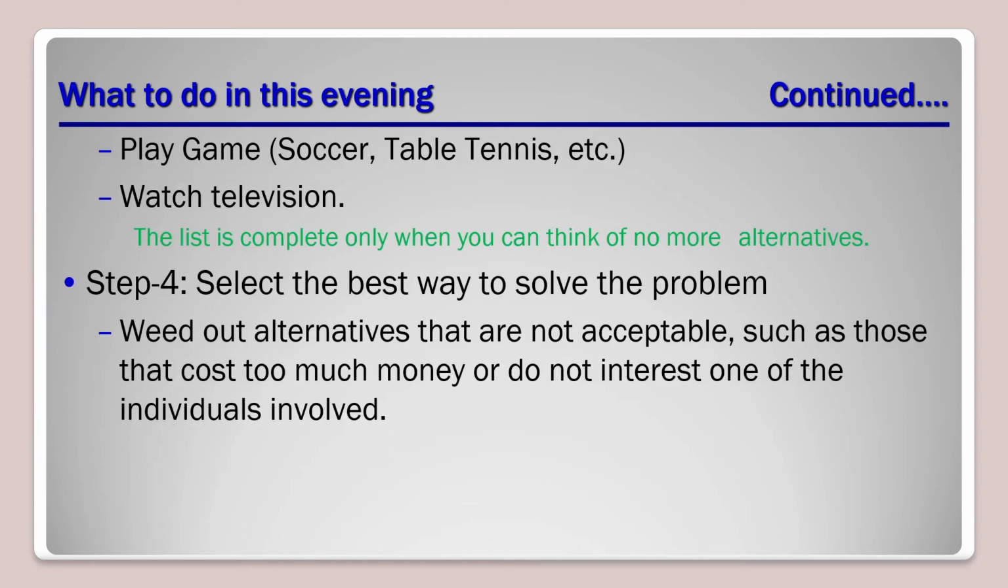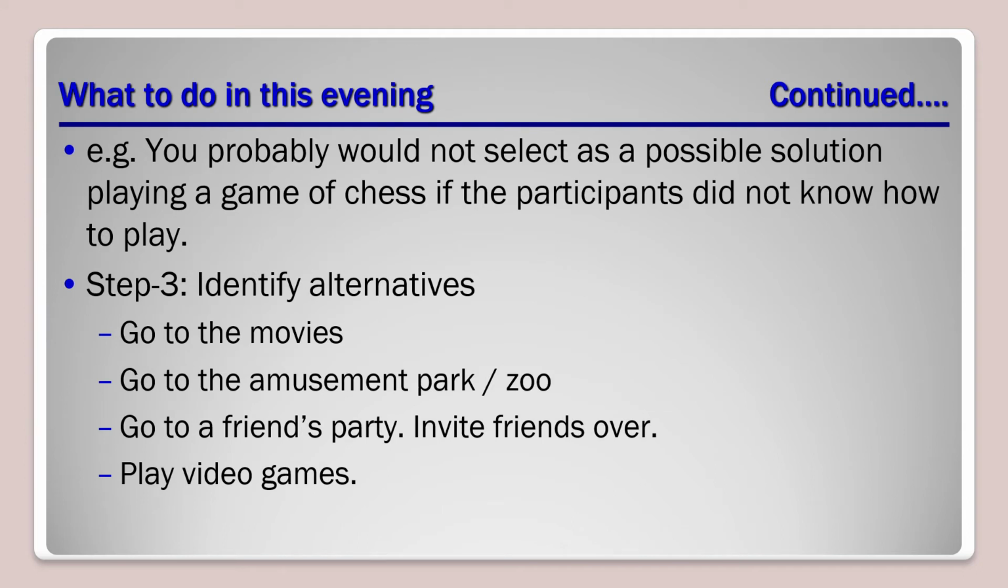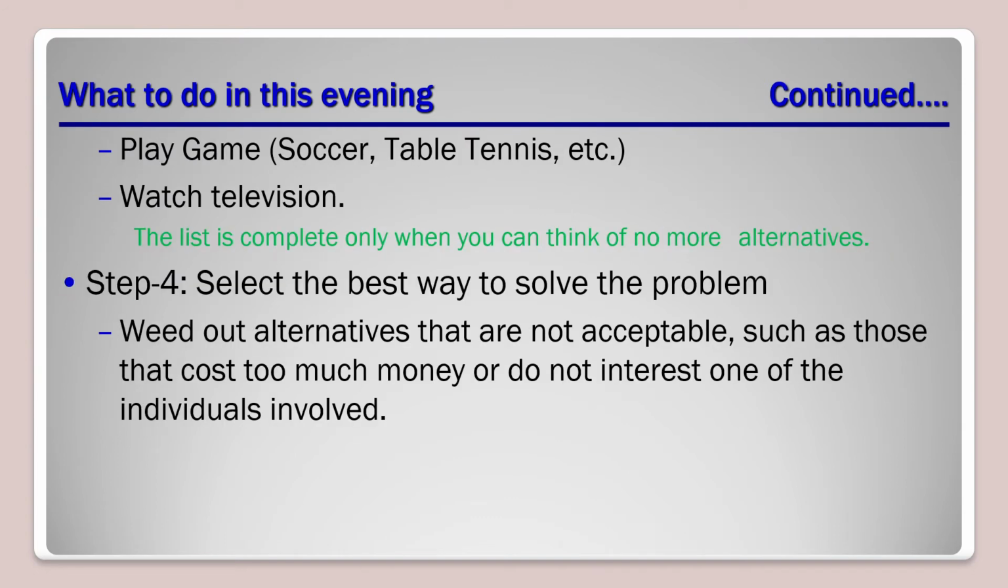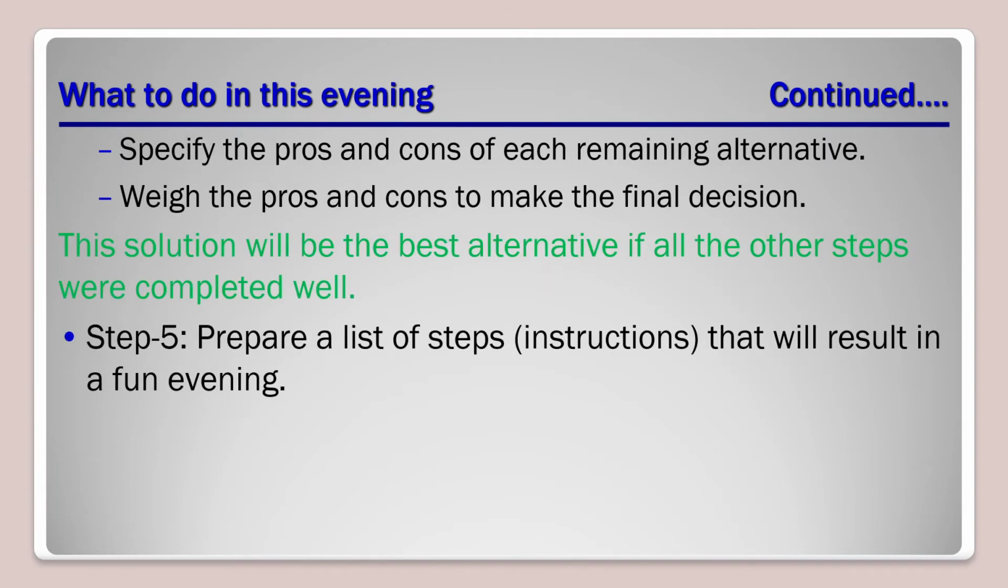So weed out alternatives that are not acceptable, such as those that cost too much money or don't interest one of the individuals involved. For example, in this case, I will take one by one the options asked from my friends, and then I will start to weed out whatever my friends are not agreeing to. To strike out an option, you have to specify the pros and cons of each alternative. Then you have to weigh the pros and cons, meaning advantages or disadvantages, to make the final decision.